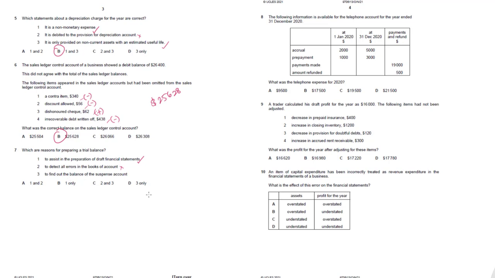To find out the balance of suspense account? Not really, because the purpose of preparing trial balance is not to find out the balance of suspense account. Yes, if the trial balance does not match, we put the difference in the suspense account. So some of you might have a doubt in this statement, but ideally as per theory, the two purposes of preparing a trial balance are: first, to prepare draft financial statements, and second, to check the arithmetical accuracy of the ledgers. That's it. So out of this, only the first one looks absolutely correct. Third one we have a doubt.